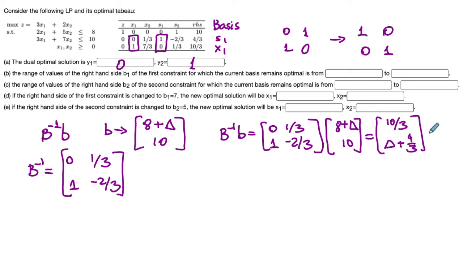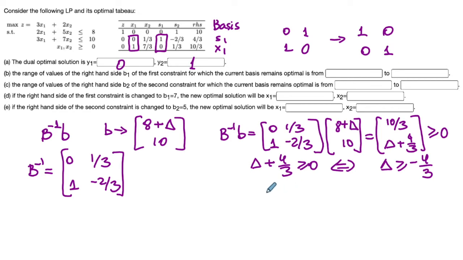So now we need to make sure that this is greater than or equal to 0 for feasibility, and the first entry here is a constant, it doesn't depend on delta, so we only have one inequality to solve. So delta plus 4/3 is greater than or equal to 0. This means that delta is greater than or equal to negative 4/3.